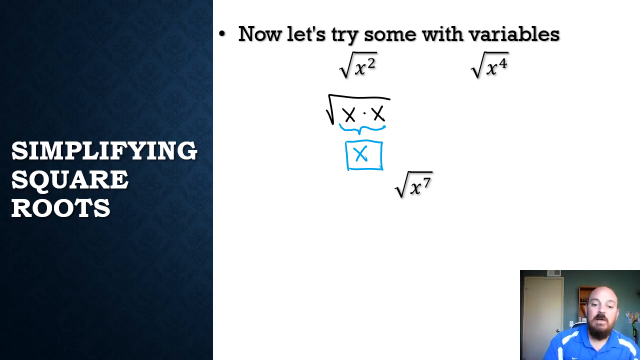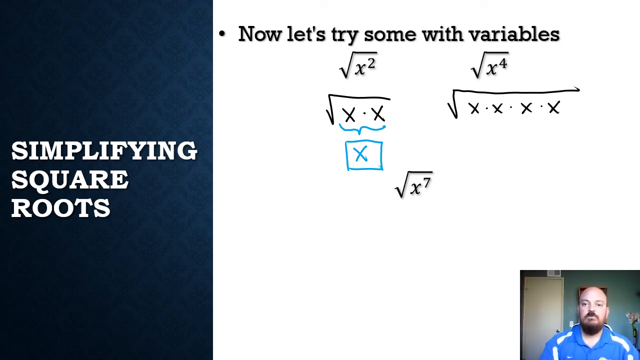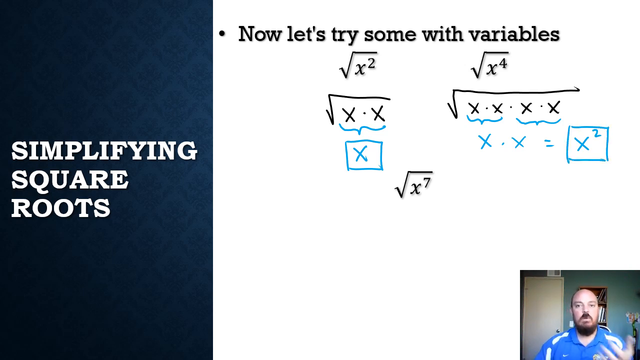All right, let's look at some of the higher powers. Let's look at x to the 4th. X to the 4th is x times x times x times x. Well, again, every 2 of them turn into 1. So what we have here, we have an x from the first 2 times another x from the second 2. X times x equals x squared, and that's your final answer for that one. So the square root of x to the 4th is x squared.